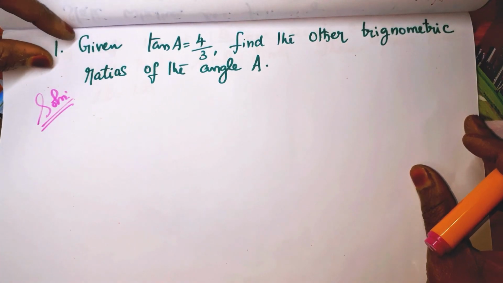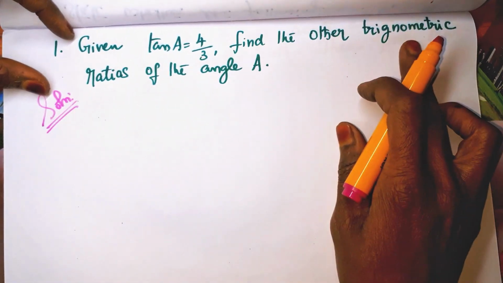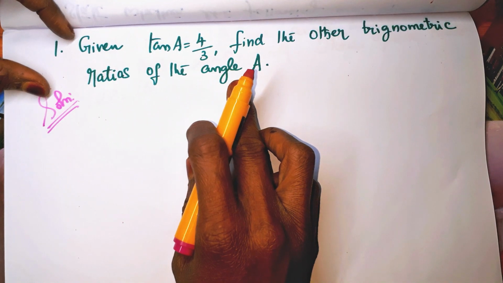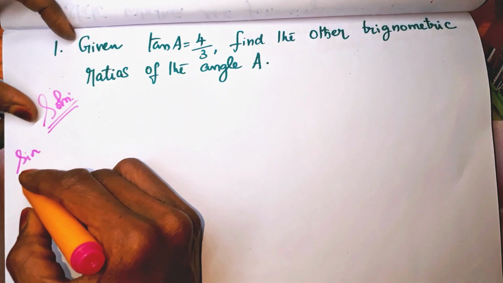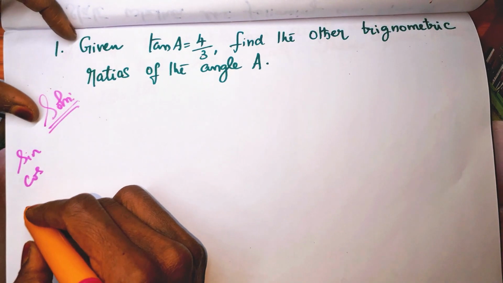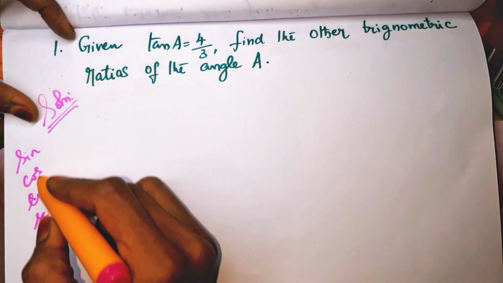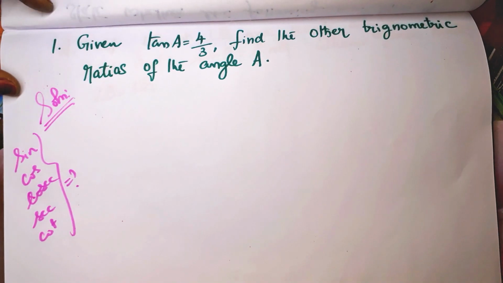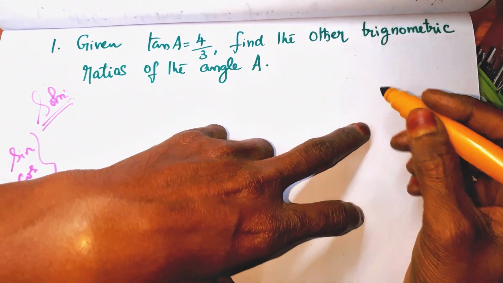The next example we have is: given tan A is equal to 4 by 3, we are going to find the other trigonometric ratios of A. That means we have to find sine, cos, then cosecant, secant and cot. The other 5 we have to find. For that, first we have to draw a right angle triangle. Okay, so let me draw a right angle triangle.